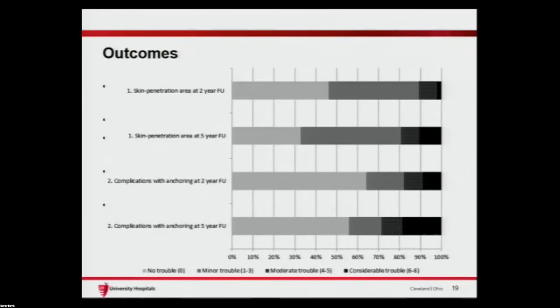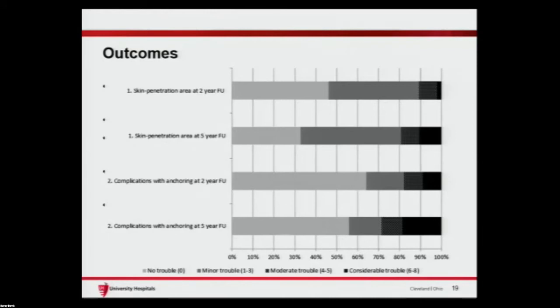So the top 2 lines are the 2-year and 5-year complication based off of skin issues. You can see most people had very minor issues, if at all. Basically the light gray and the darker gray bar indicate either no trouble at all or just minor trouble. And that gets you about 90% of patients in the first 2 years. Slightly more start to creep in as you follow them out longer, but it really doesn't change a whole lot.